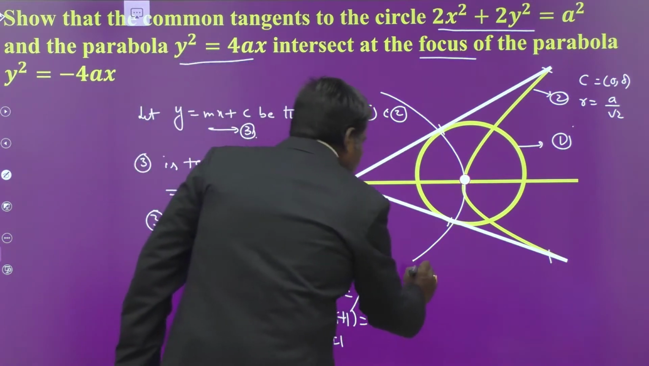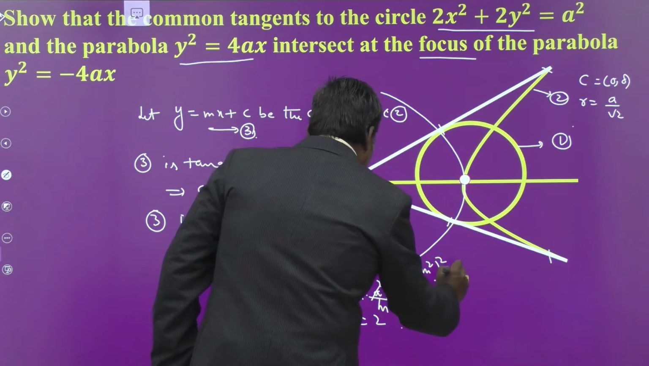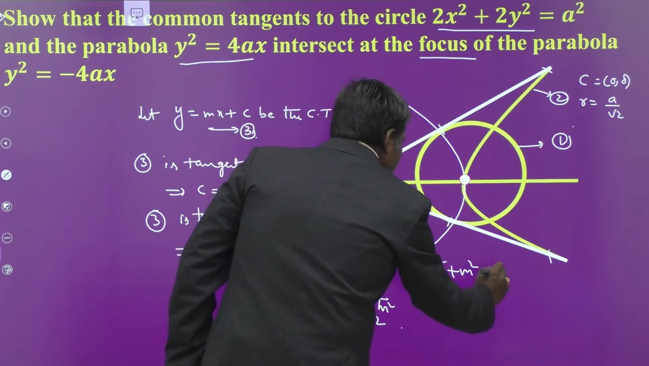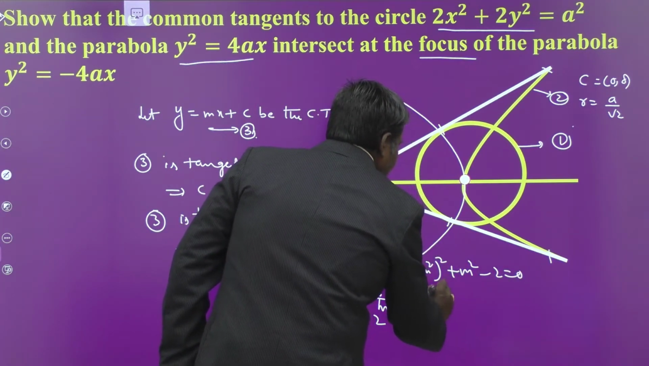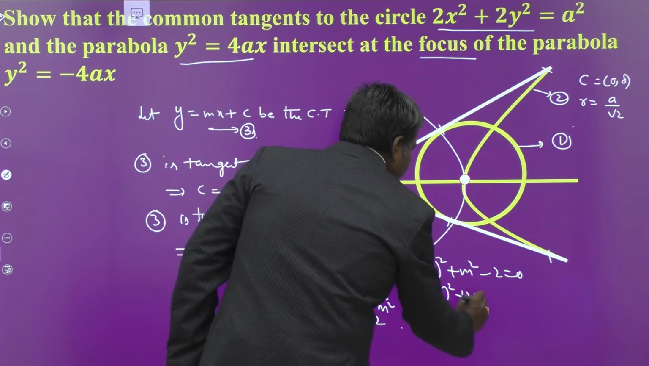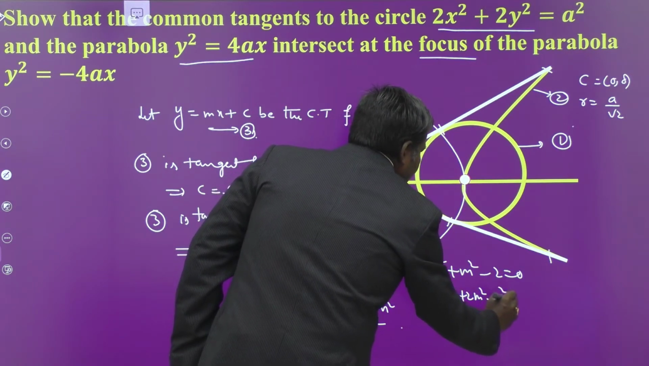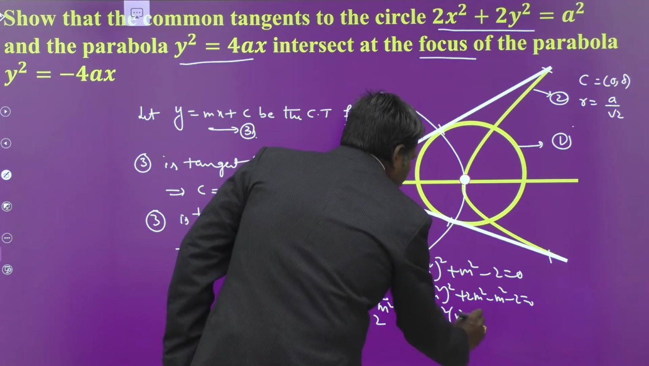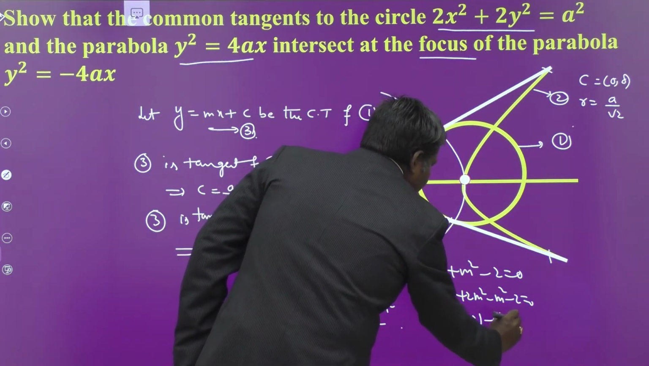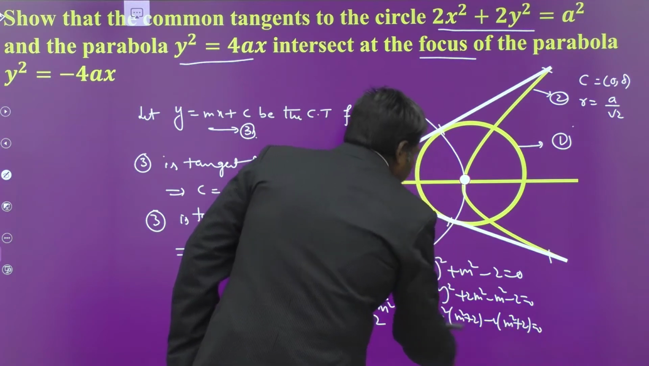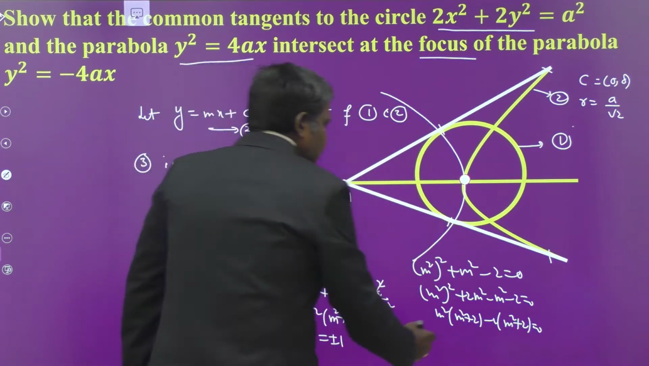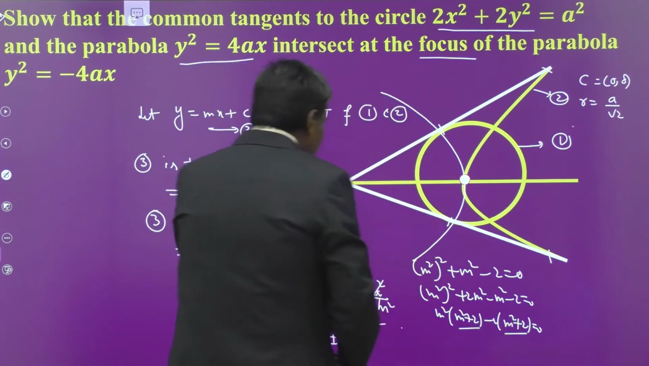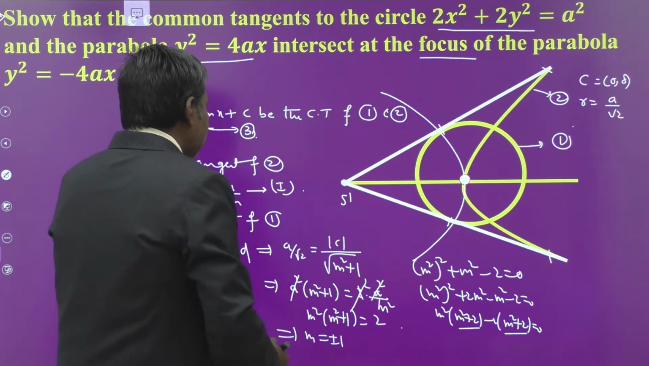Because (m²)² + m² - 2 = 0. By factorization, (m²)² + 2m² - m² - 2 = 0. So m²(m² + 2) - 1(m² + 2) = 0. Therefore we have m = ±1, since m² + 2 is never 0, that is, it is positive.